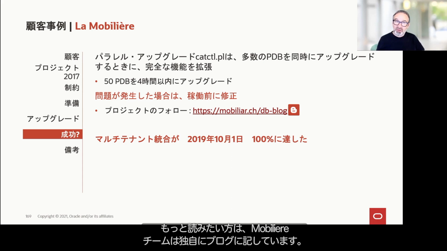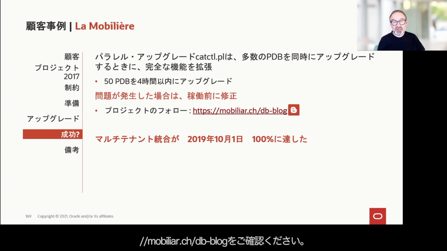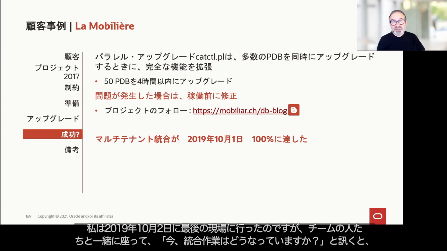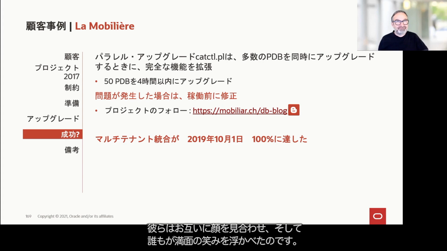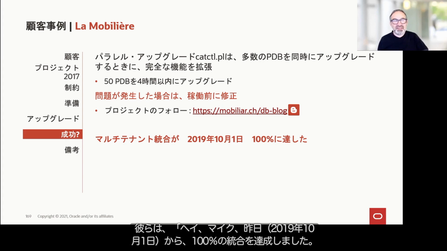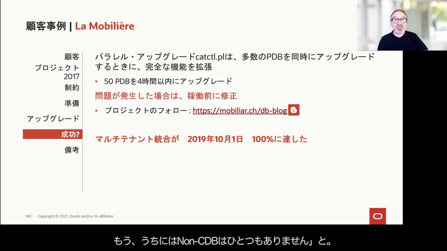If you want to read more, the Mobiliar team has its own blog, so you can find everything on the Mobiliar database blog. I was on site the last time on 2nd of October 2019. And I sat together with the team and I asked them, how is your consolidation effort now? And they looked at each other, and then everybody had a big smile on their faces. And they said, hey, Mike, since yesterday, 1st of October 2019, we have reached 100% consolidation. There is not a single non-CDB anymore in our house. That is really cool and pretty smart.